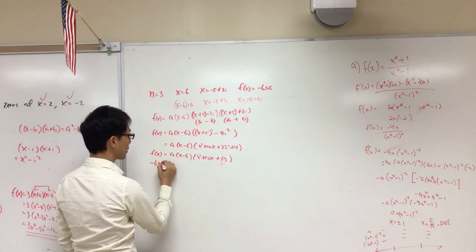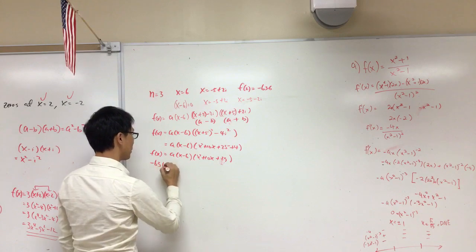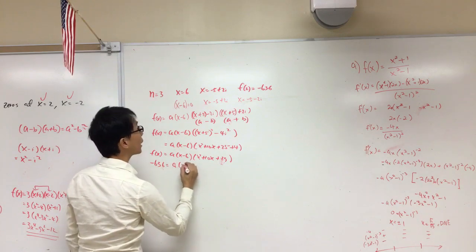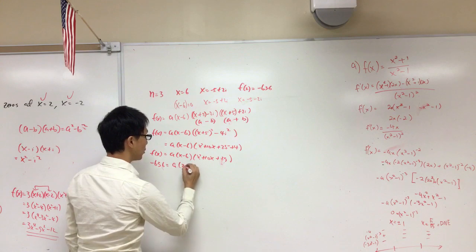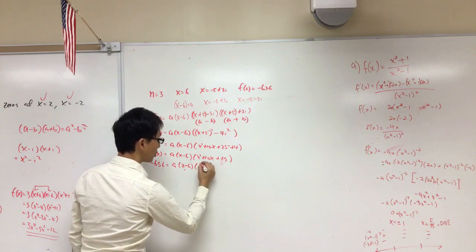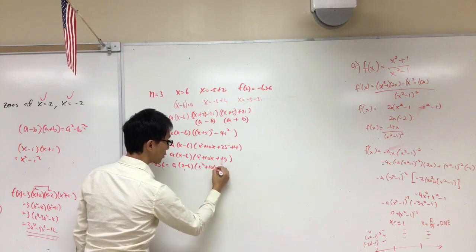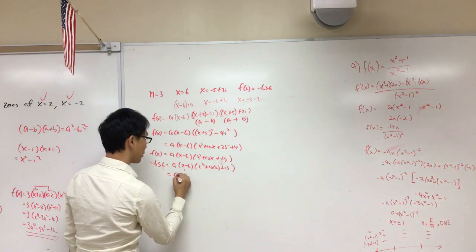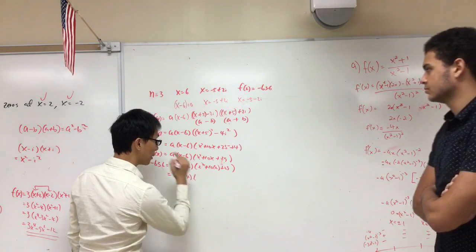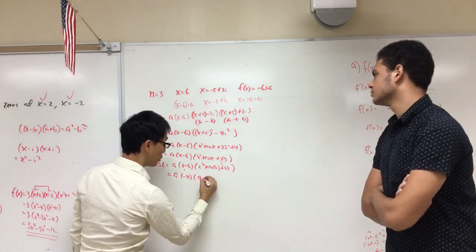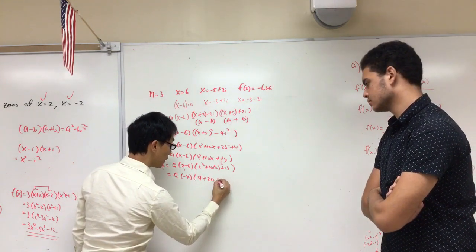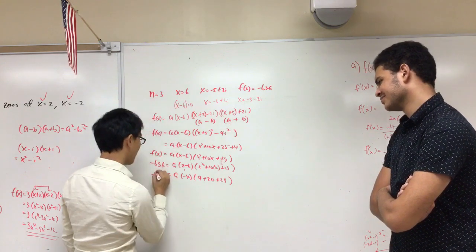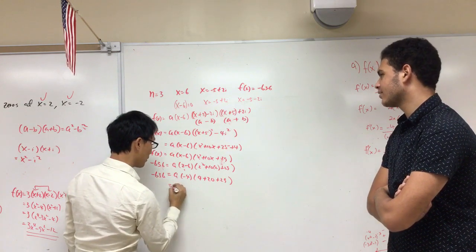Now I'm going to find the value of that. f of 2 will be negative 636. It's equal to a times x, x is 2, 2 minus 6, 2 squared plus 10 times 2 plus 29. That's equal to negative 4 times 4 plus 20 plus 29, equals negative 636.